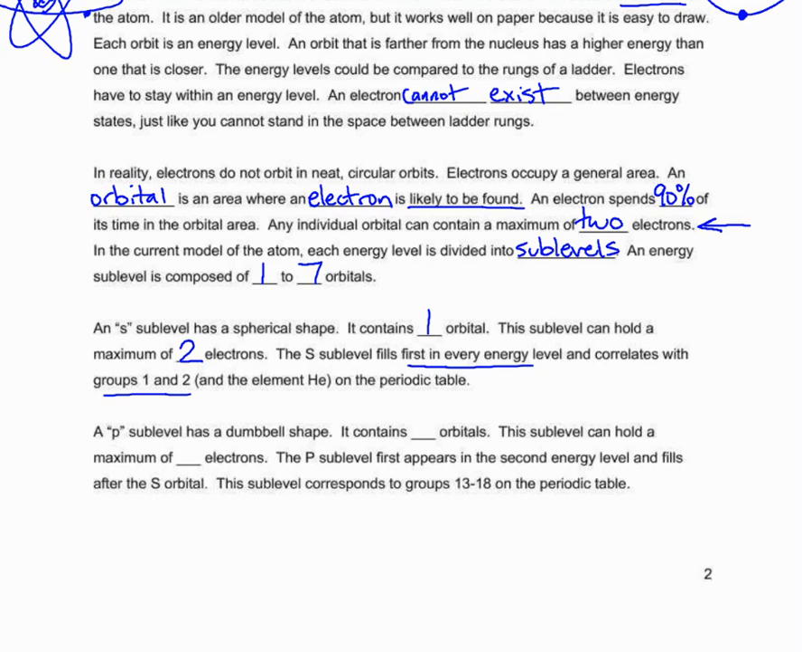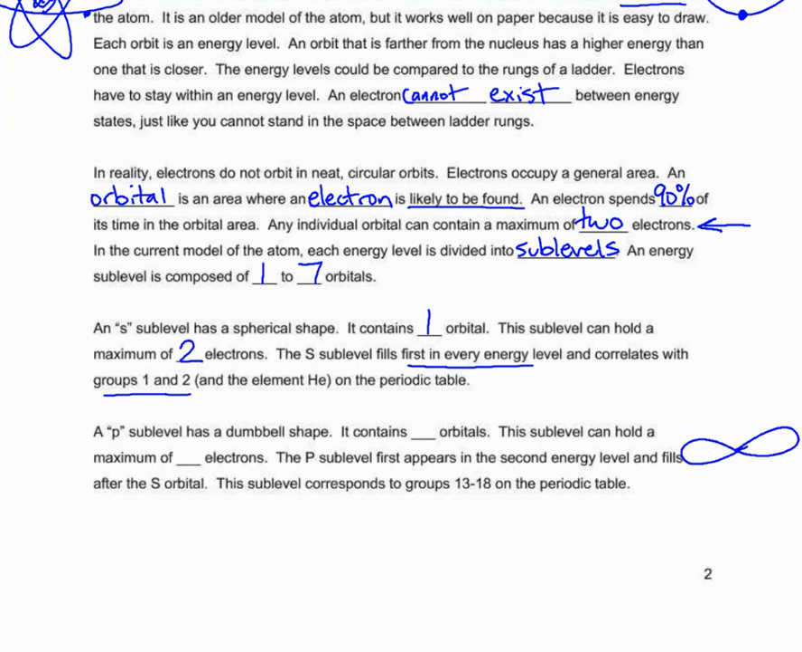The next is the P sublevel, and this one has a dumbbell shape. And by dumbbell, I don't mean that it has this nice shape like this. We just call it a dumbbell. It actually has a shape that is more like, if this is where the nucleus is, something like this. It really looks like two balloons that are tied together in the middle, and they call it a dumbbell shape.